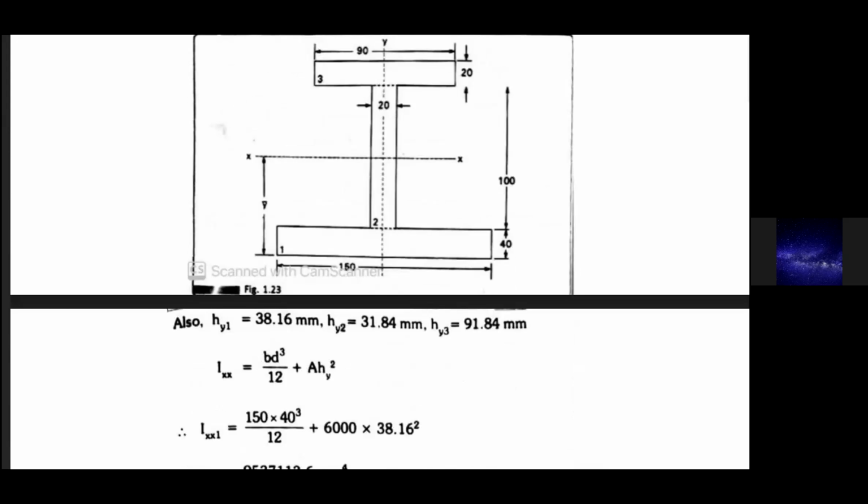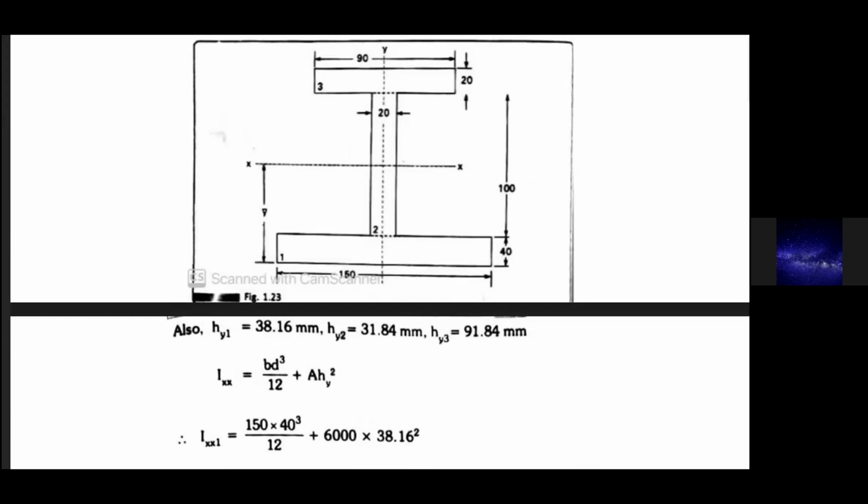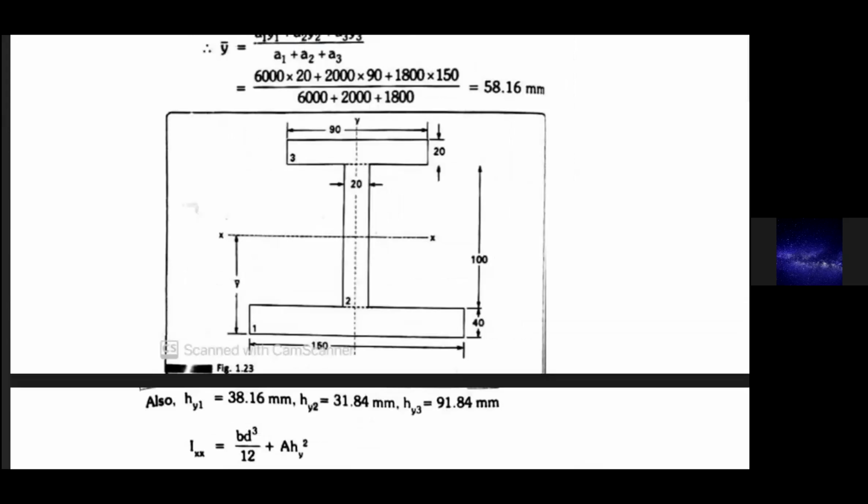So after finding the centroid of the composite section, next we have to find the distance between the centroid of the individual parts and the centroid of the composite section. That is hy1, hy2, hy3. So hy1 is the difference between y bar and y. Y bar is 58.16, and y1 is equal to 20.